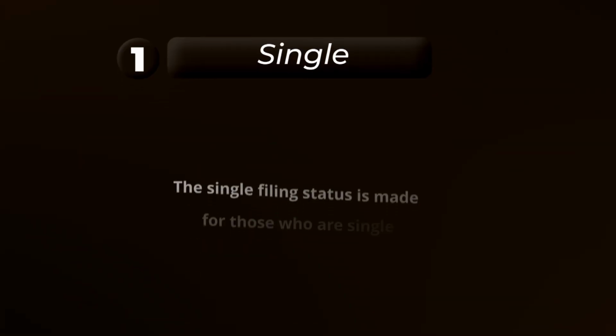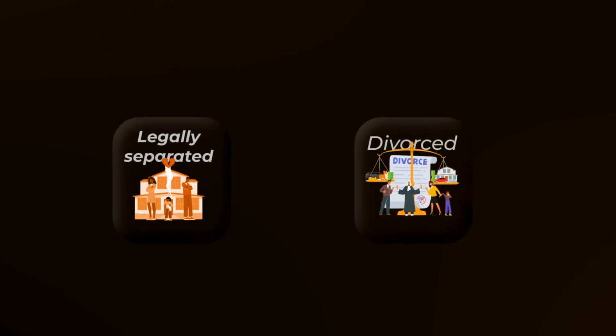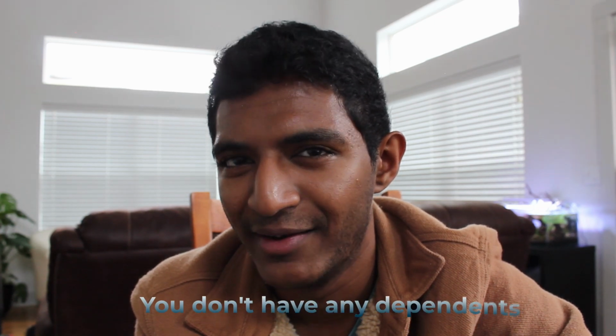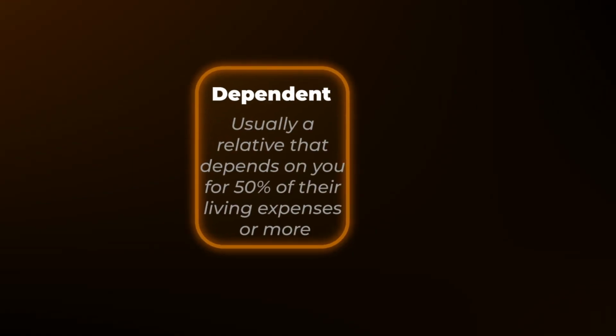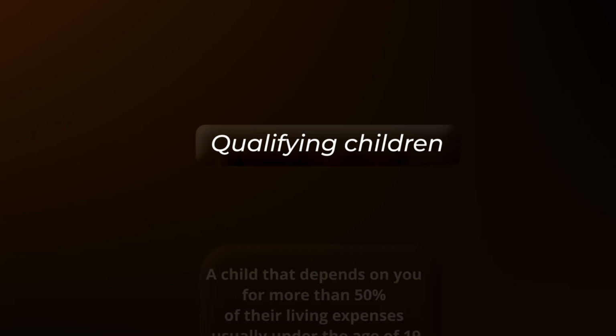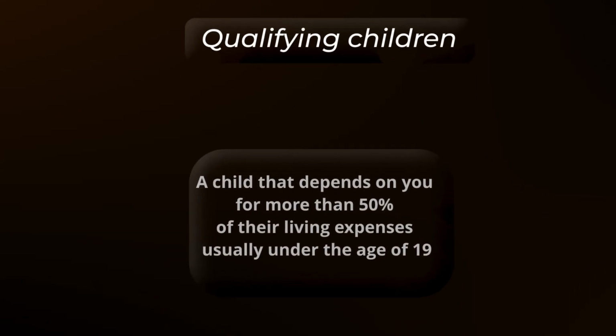The single filing status is made for those who are, as it says, single. So if you're legally separated or divorced, you would still likely fall under this bucket. The other thing to know about this filing status, it means you don't have any dependents. A dependent is usually a relative that depends on you for 50% of their living expenses or more. The two most common types of dependents are qualifying children, and a qualifying child is a child that depends on you for more than 50% of their living expenses.